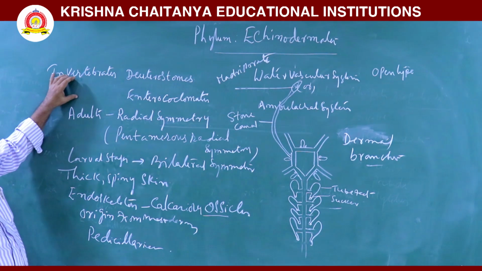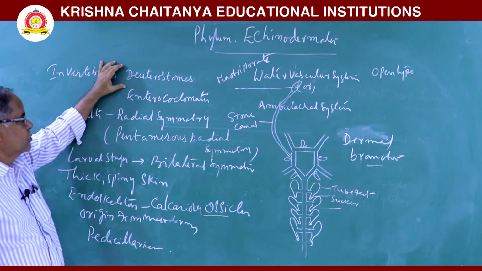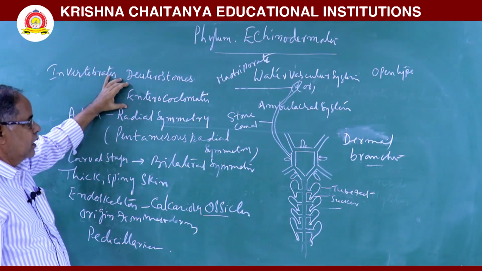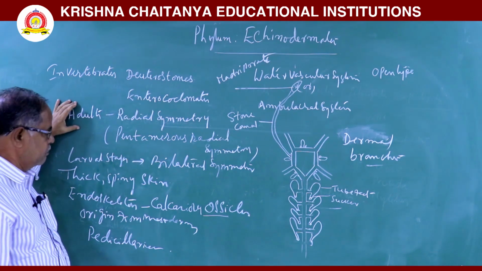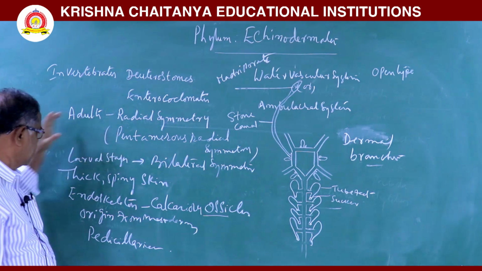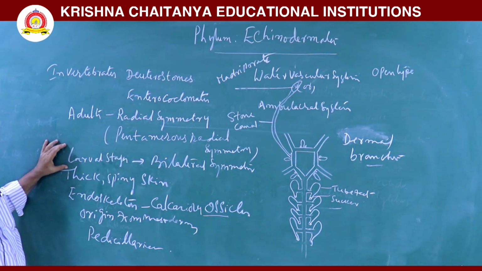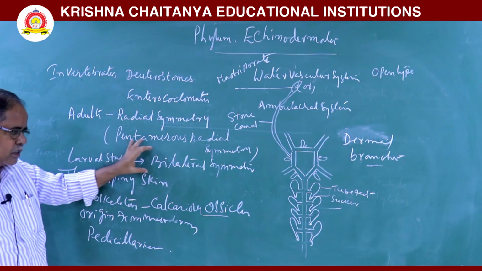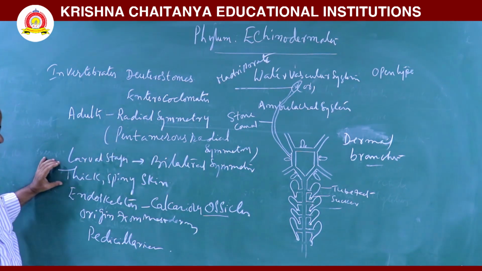Echinoderms are invertebrates, deuterostomes and enterocoelomates. Adults have radial symmetry, that is, pentamerous radial symmetry. Here larval stages have bilateral symmetry. The skin is very thick and spiny. Next, an endoskeleton is present.